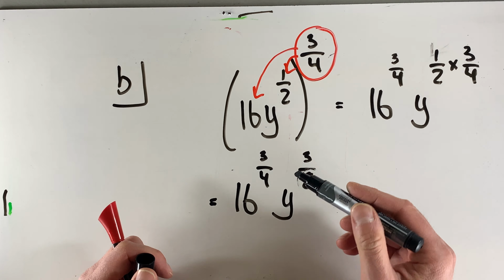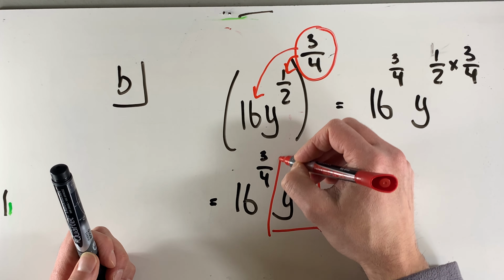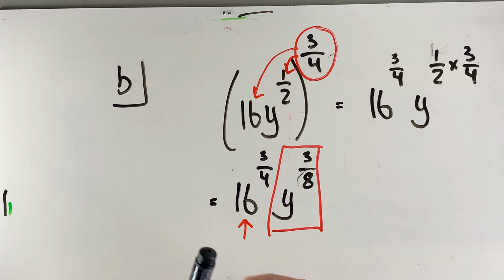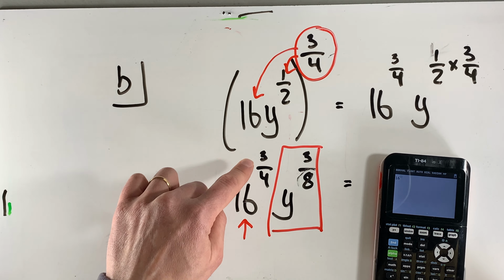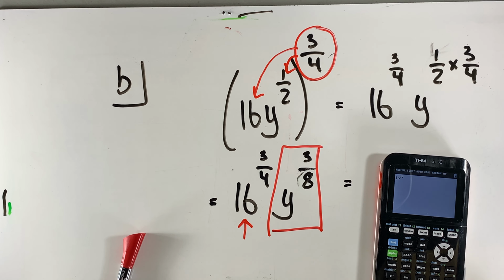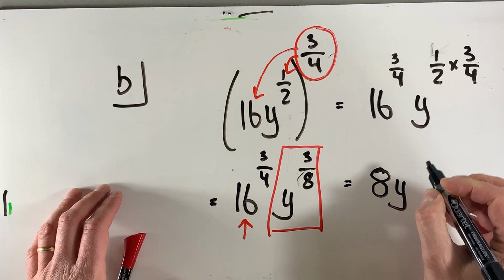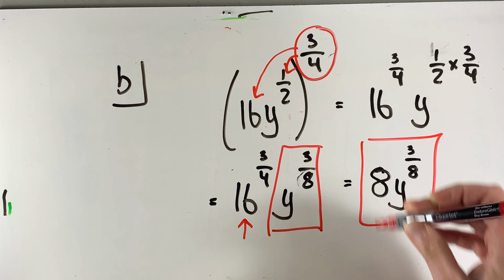Okay. Now here we can't really evaluate the y to the power of 3/8. That's going to stay the same. Now 16 to the power of 3/4 can be evaluated, so we're going to do that on our calculator. So it's going to be 16 to the power, and then we just write it as a division. The exponent becomes a division, 3 divided by 4, like that, and that's going to be 8. So we're left with 8 times y to the power of 3/8, and that's our answer in B.